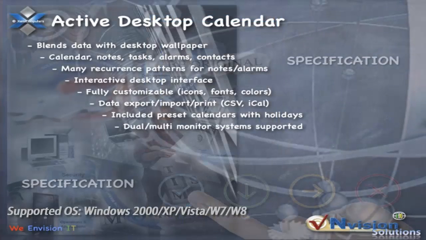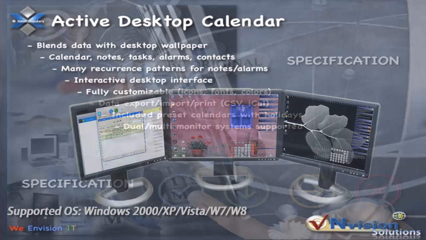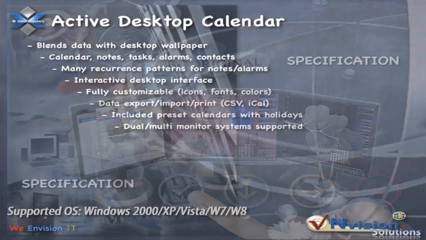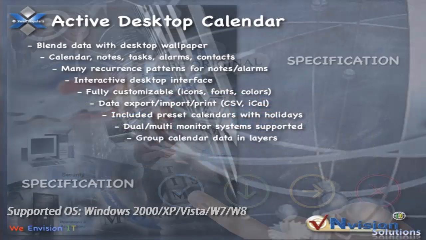Dual and multiple monitor systems are supported, and that's what I mentioned before, that you can set up the Active Desktop Calendar either on one single monitor or multiple, where I've seen up to 4 or 5 monitors where you have different pieces of your information displayed on different monitors, so that it's easy for you to overlook and update. Then we have group calendar data in layers.